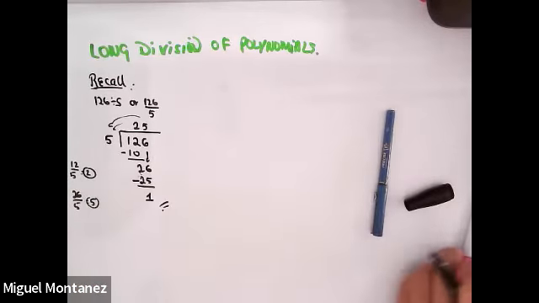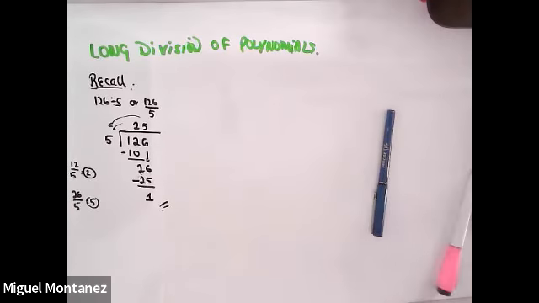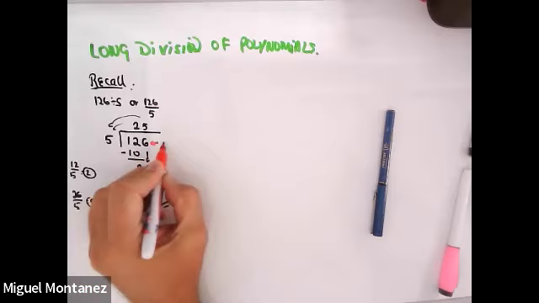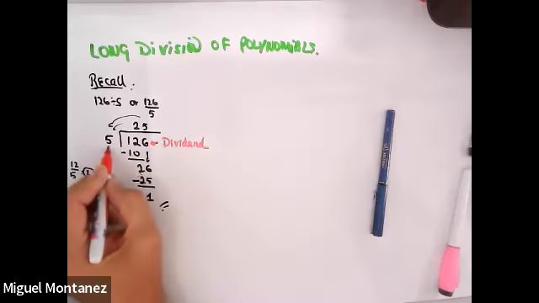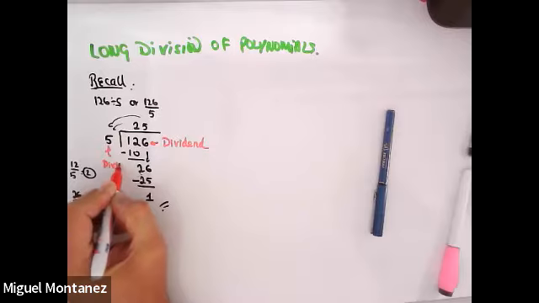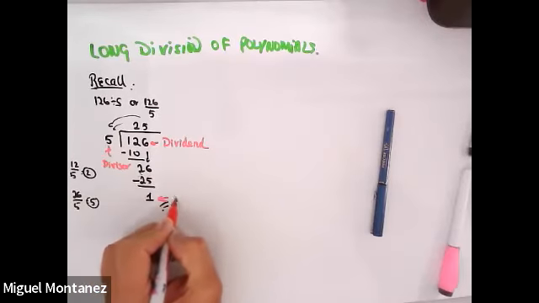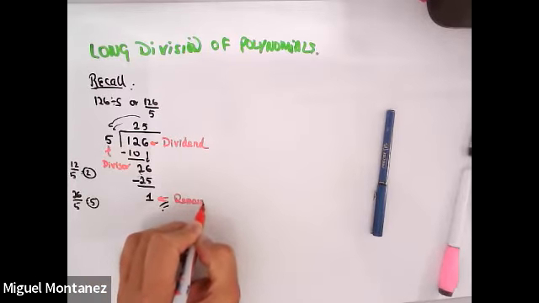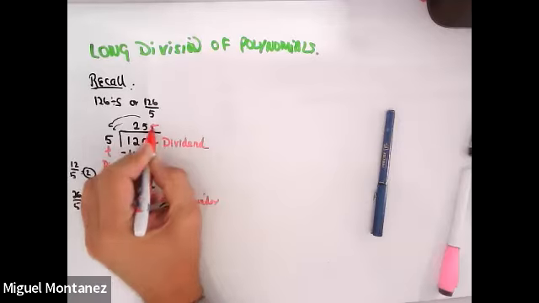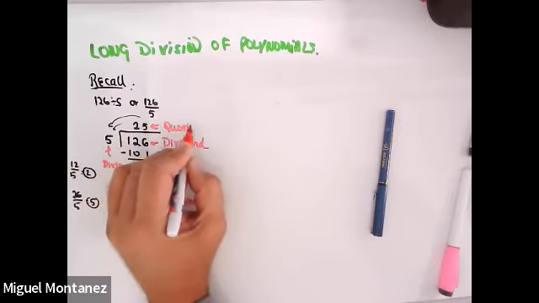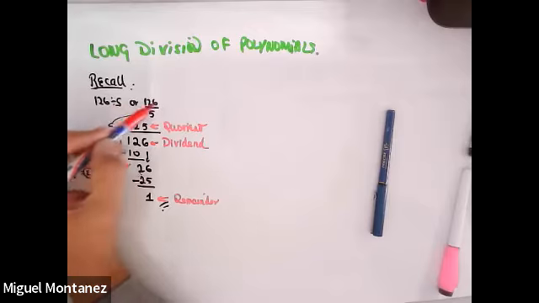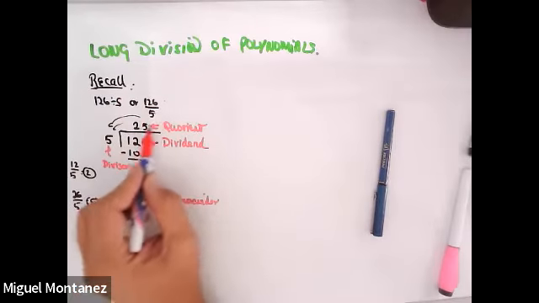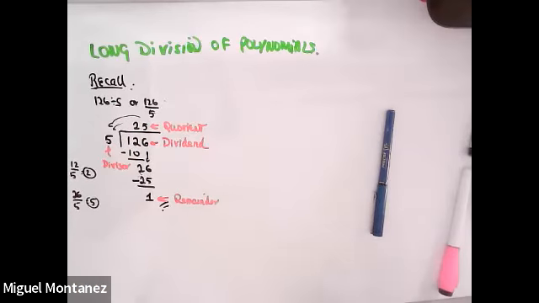Let's review vocabulary. If you recall, this number is the dividend. This number is called the divisor. This number is the remainder. And the top one here is the quotient. Notice, folks, when we have this, the numerator becomes the dividend and the denominator becomes the divisor.